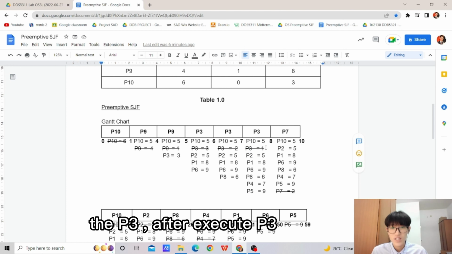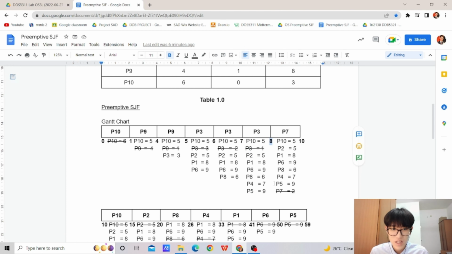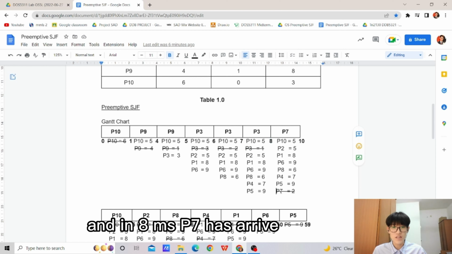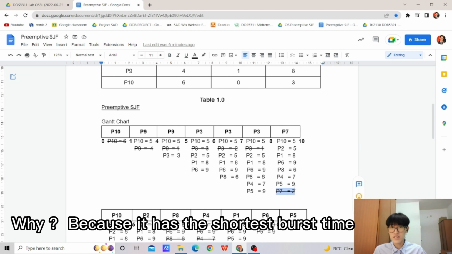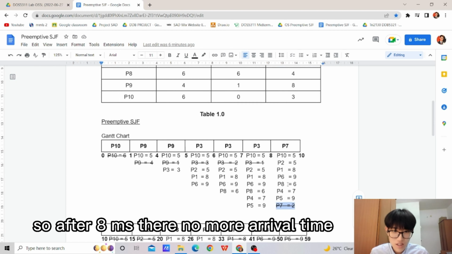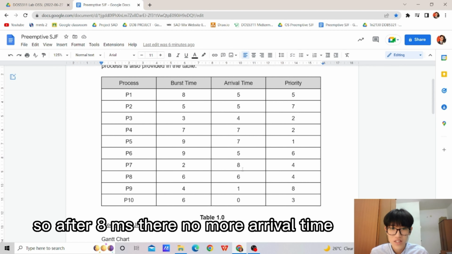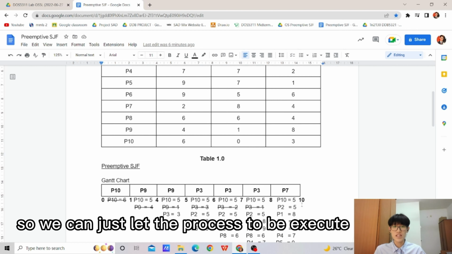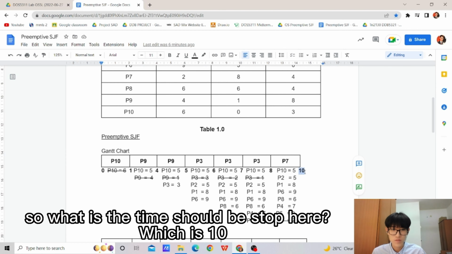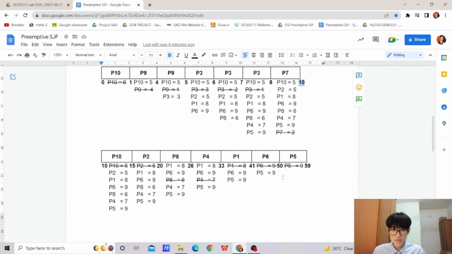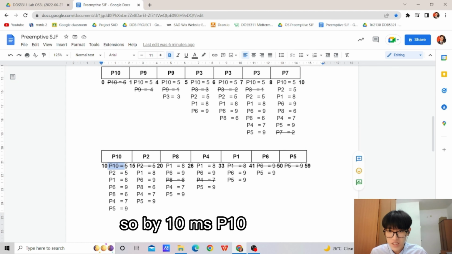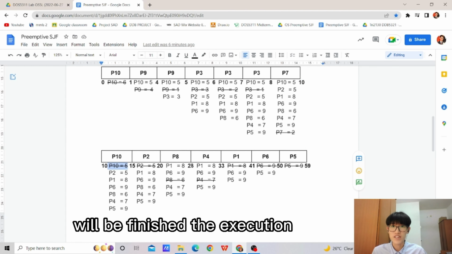After executing P3, the next arrival time will be 8 milliseconds. In 8 milliseconds, P7 has arrived. After P7 has arrived, we execute it. Why? Because it has the shorter burst time. After 8 milliseconds, there are no more arrival times, so we can just let the processes execute. The time should stop here, which is 10. How do I get 10? I use 8 plus 2, which gets 10. So by 10 milliseconds, P10 will finish the execution.